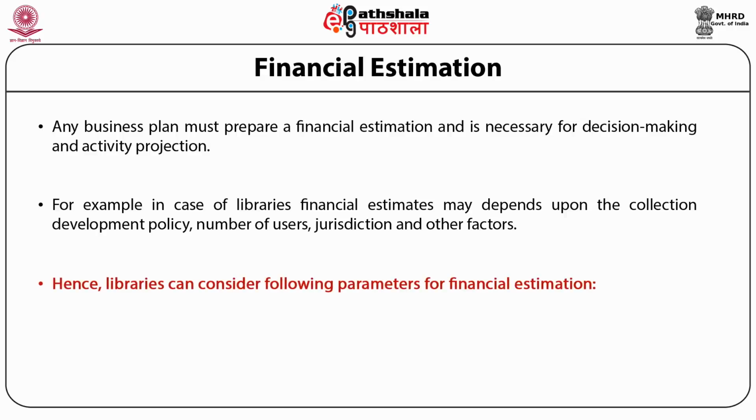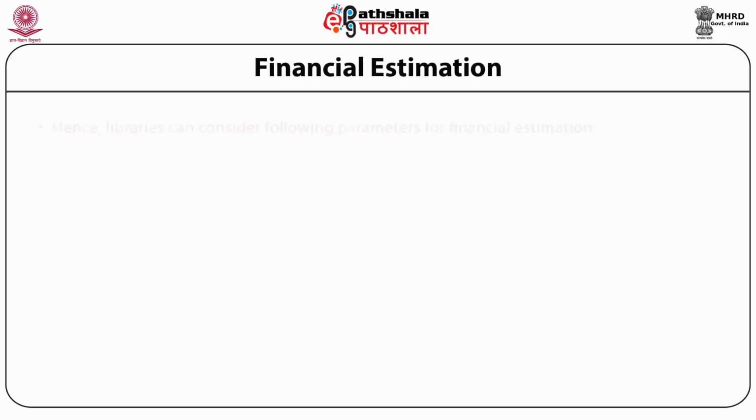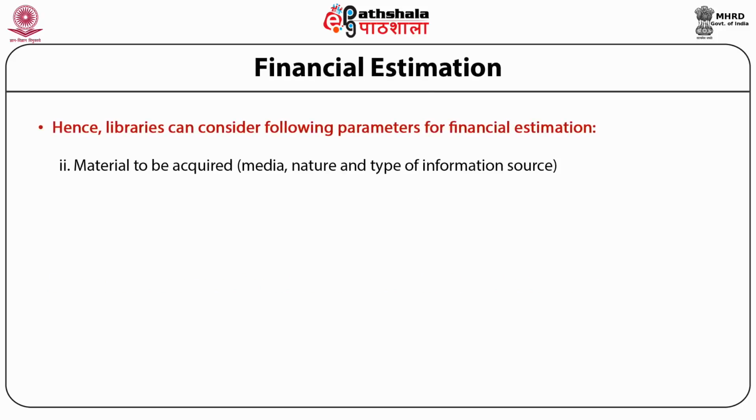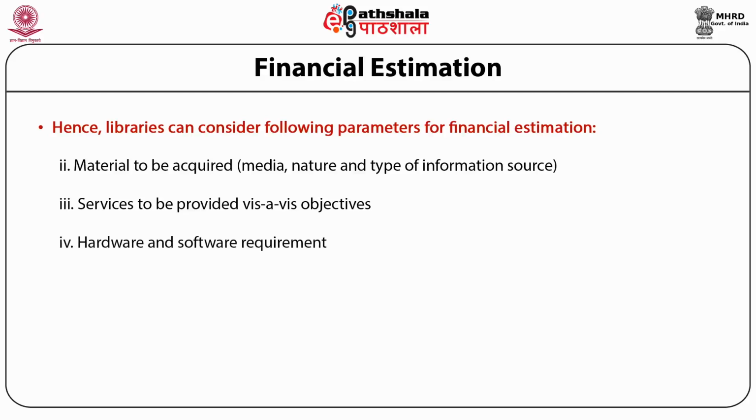Hence, libraries can consider the following parameters for financial estimations. What are those? User population and its composition; materials to be acquired, which may be different multimedia, and the nature and type of information sources, which you can classify in different ways; services to be provided vis-a-vis the objectives of the parent organization; hardware and software requirements, in case it is IT driven, if automated activities are part of that library.